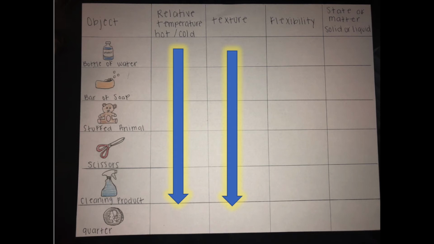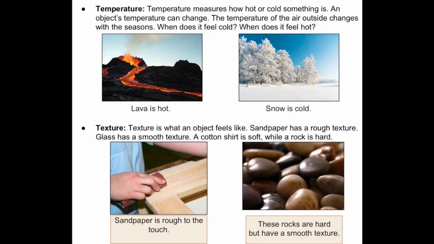So once you're done with those two columns, you're going to take a picture of your chart and upload it to Seesaw. There on Seesaw, you're going to have an additional 2 questions. You're going to explain to me what temperature and texture means. You can use one of the tools on there to tell me, or you can write it down on some notebook paper and take a picture of that as well and upload it.